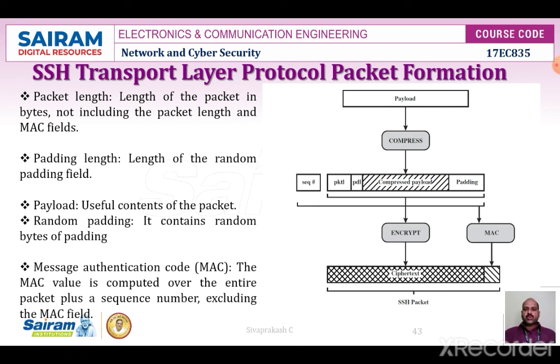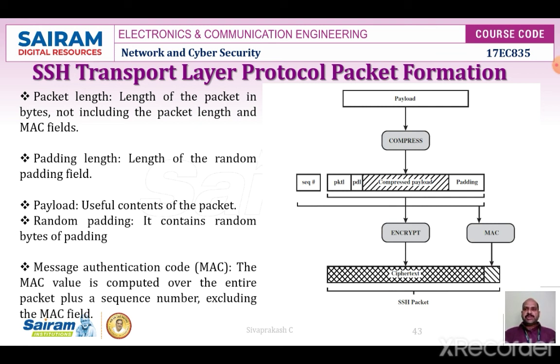Moving on to the next one, the SSH transport layer protocol, how the packet formation is made. With the diagram, we can see that. This diagram shows an SSH packet and how it is processed. A payload is compressed, and along with that the sequence number is appended, and after that it does an encryption, and along with the sequence number, a MAC is computed and appended along with that. In such a way we create the SSH packet.